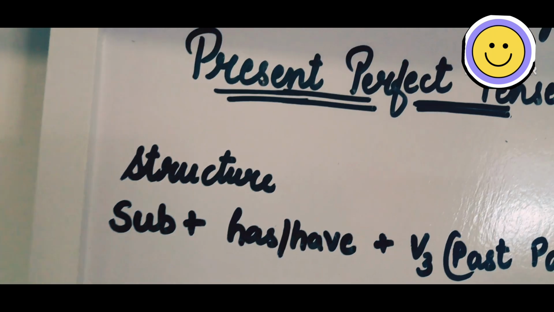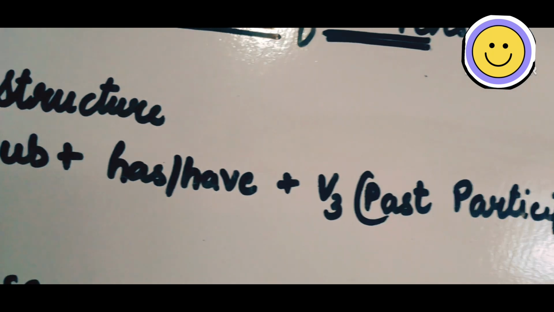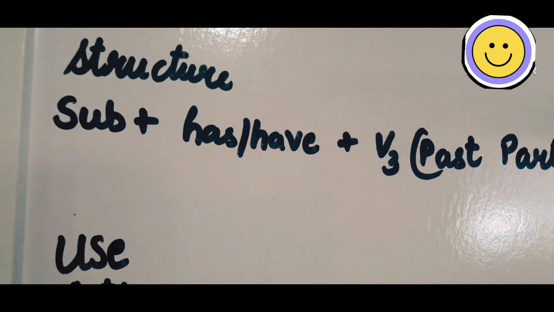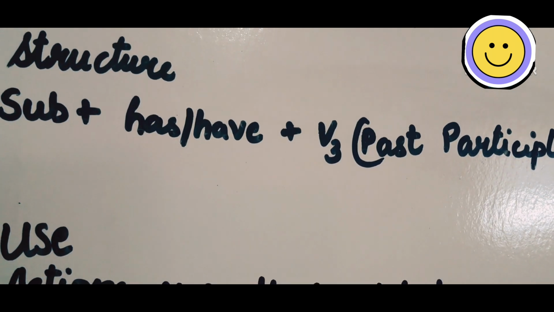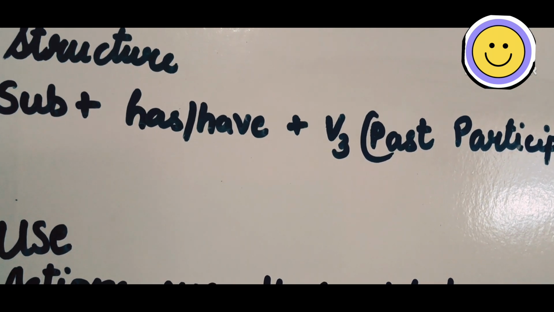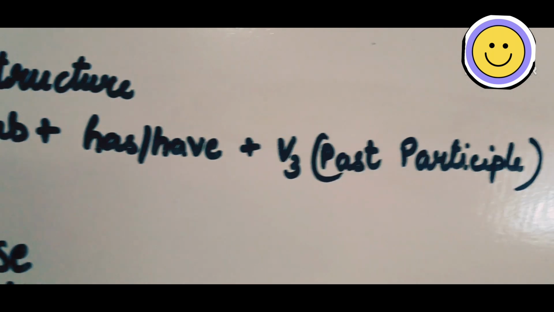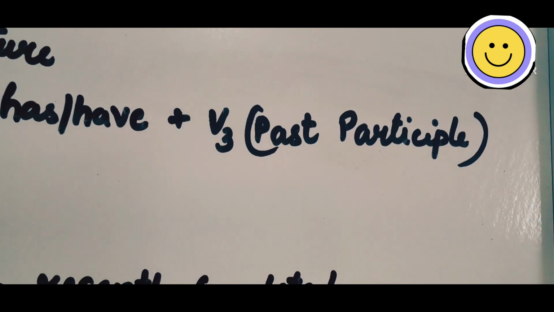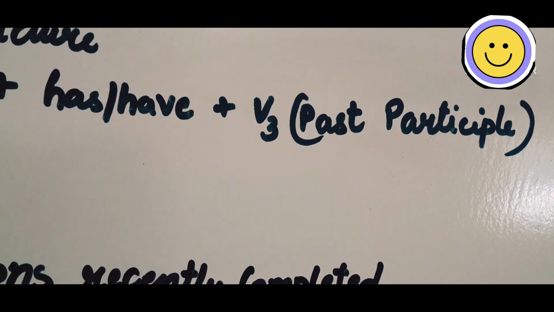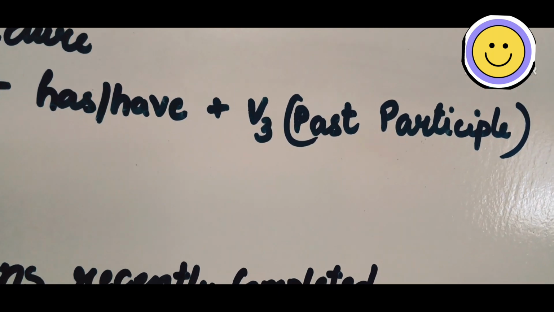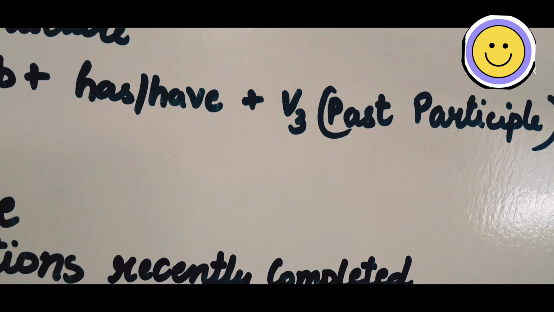The structure of this tense is the subject plus has/have. Like in continuous we were using is/am/are, so in present perfect tense we'll use has/have plus the third form of the verb. Whatever verb we have in the sentence, we use the third form of that particular verb.